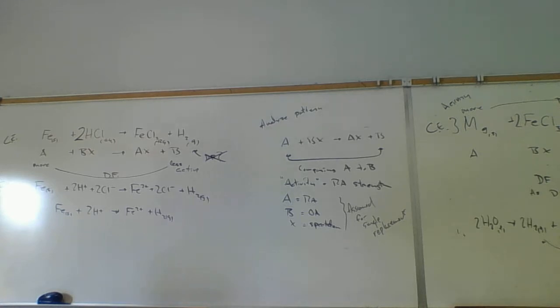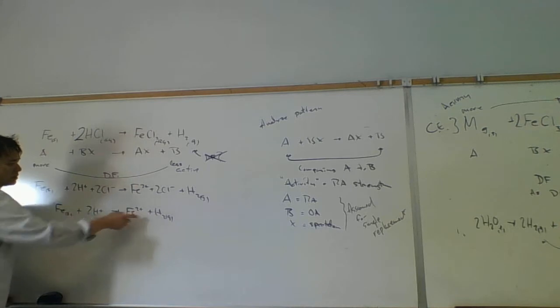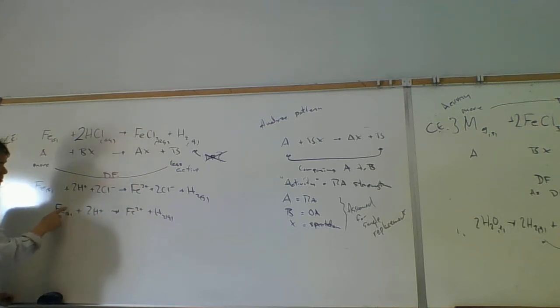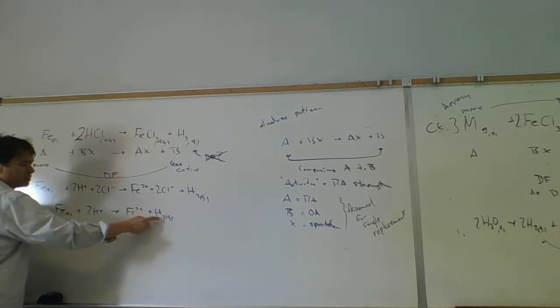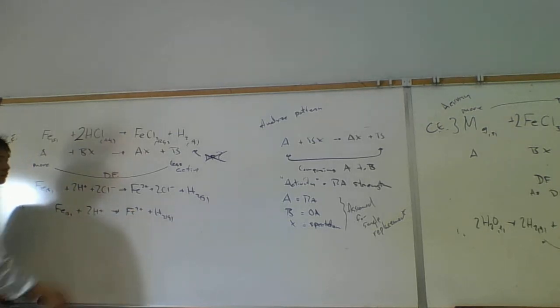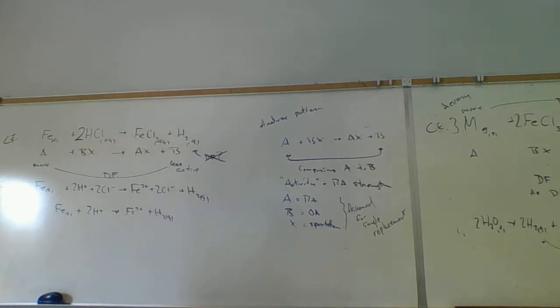We check it to see if it's balanced. We have one iron, 2 hydrogens, 2 hydrogens. So atoms are balanced. Then we check the charge. This is neutral. This is 2 times plus 1 is plus 2. This is plus 2 already. This is neutral. So plus 2 on the left, plus 2 on the right. It's balanced. This net ionic is balanced.